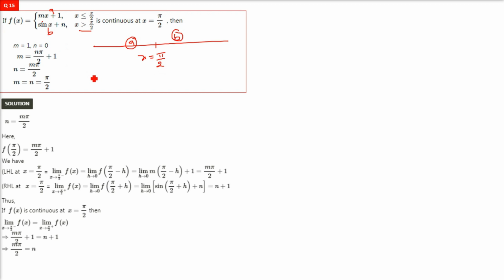We just have to find out the left hand limit and the right hand limit, and equate them, and the relationship will be in front of you. The point of checking continuity is pi by 2. So we are going to take the left hand limit and right hand limit. In the left hand limit we take x as pi by 2 minus h. In the right hand limit we take x as pi by 2 plus h.